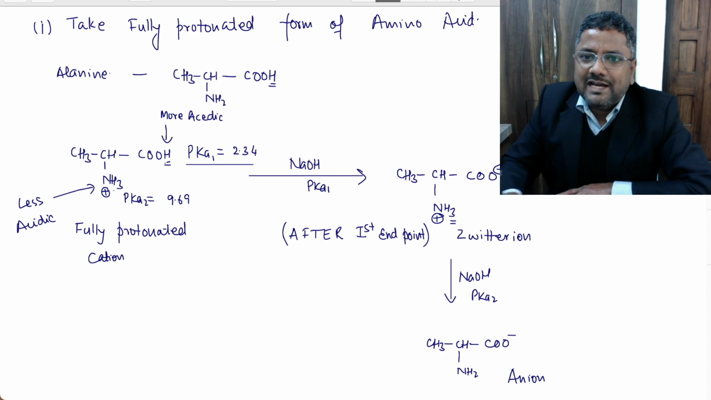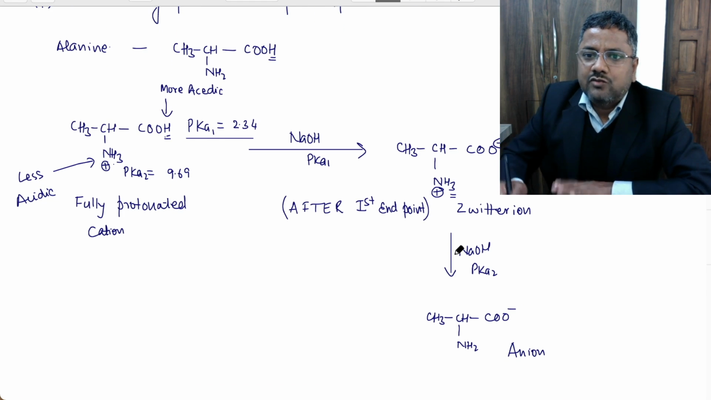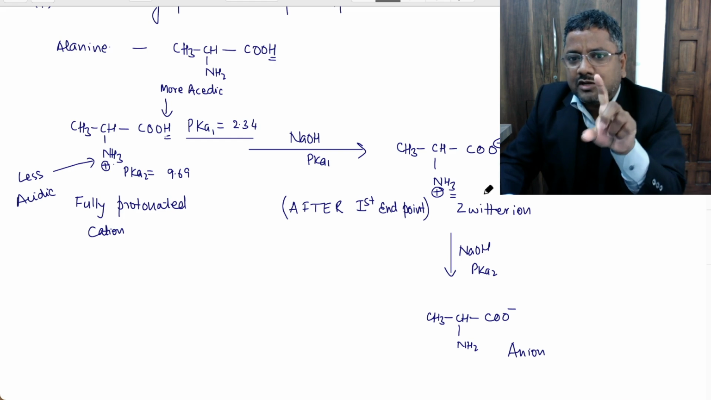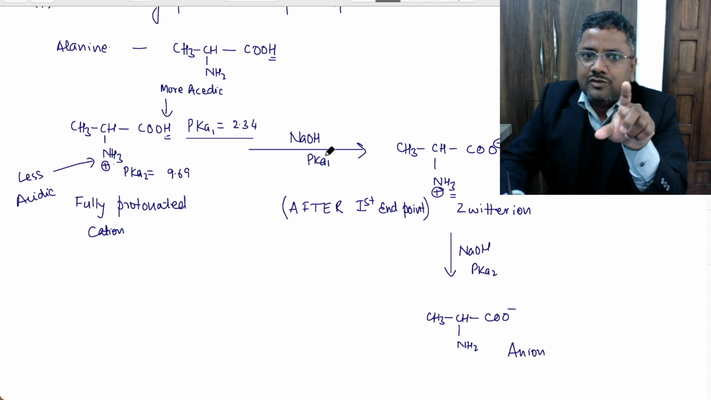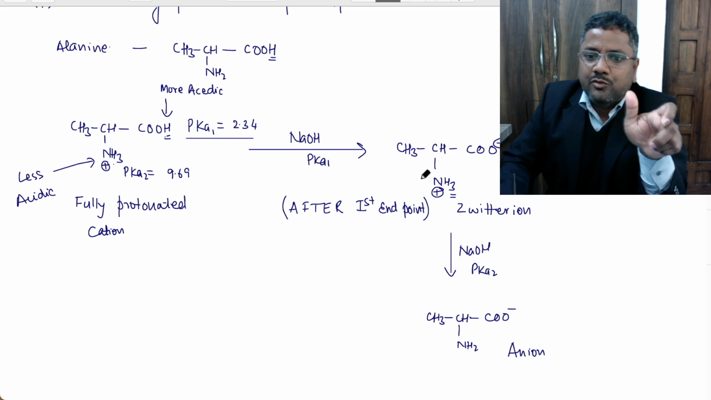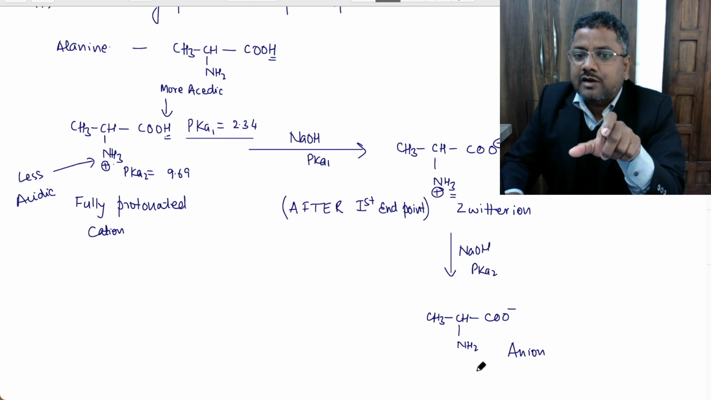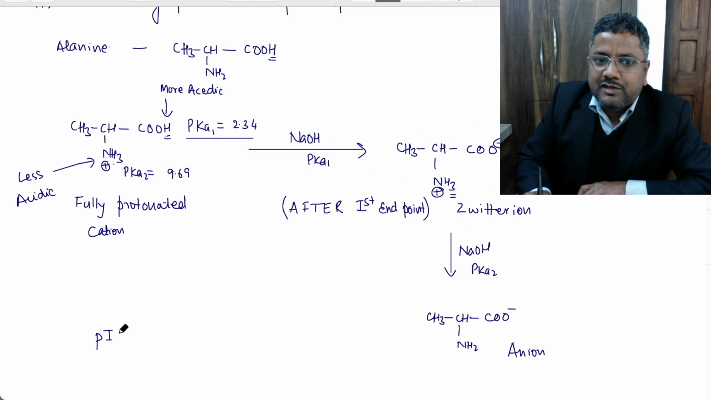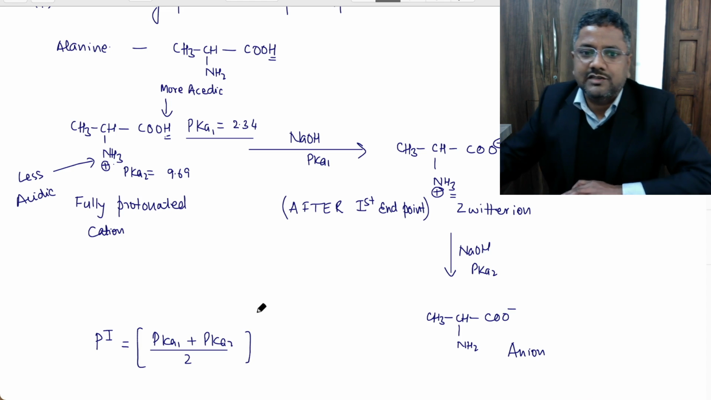So what is pI for this? If you want to calculate it, in different cases your focus should be on the zwitterion. So you have to take the pKa value one step before the formation of the zwitterion and one step after the formation of the zwitterion. So before and after, I take the average of that. So pI in this case is equal to pKa1 plus pKa2 divided by 2. So the average of these two is the pI, meaning the isoelectric point.